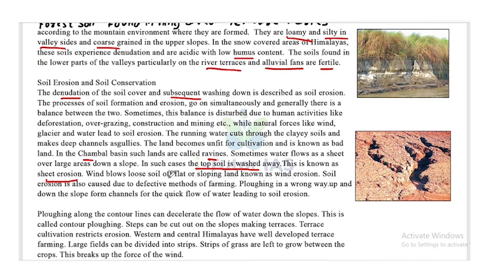Wind blowing loose soil off flat or sloping land is known as wind erosion. So next one is wind erosion. Then soil erosion is also caused due to defective methods of farming, such as plowing in the wrong way, up and down the slope, which forms channels for a quick flow of water leading to soil erosion.